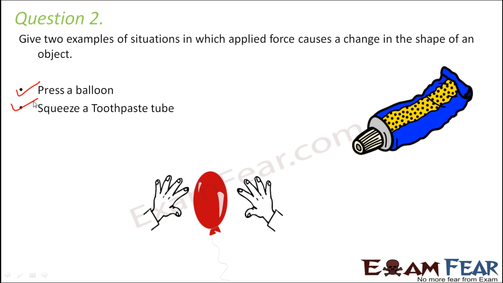Squeeze a toothpaste tube. As you squeeze the toothpaste tube, the toothpaste comes out of it and also the tube keeps on changing its shape. So it is changing the shape because of the force which is being applied by you on the tube.